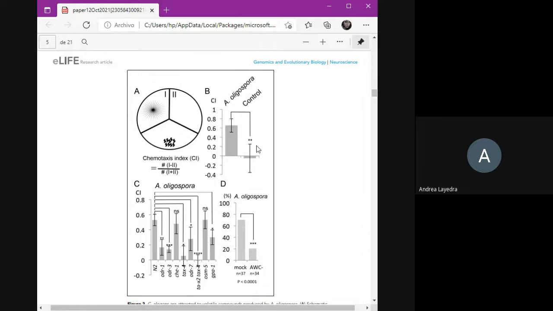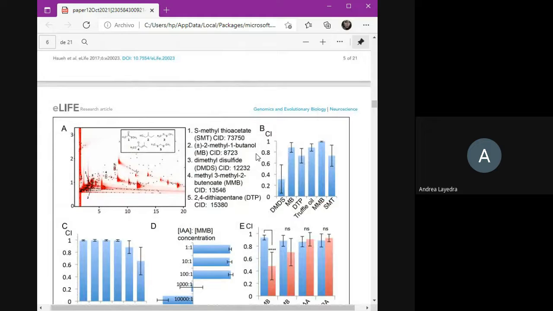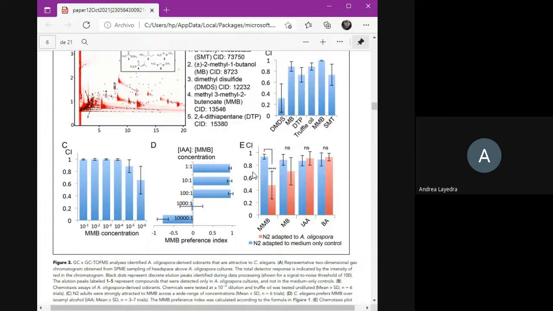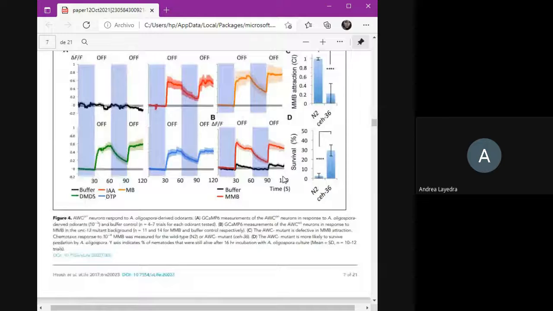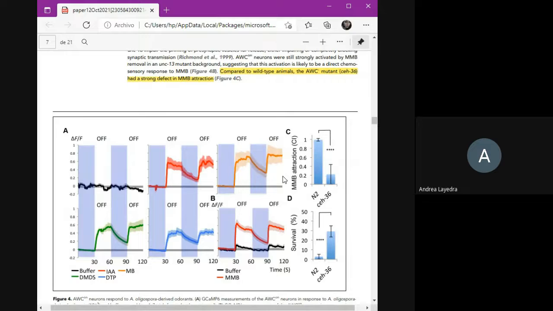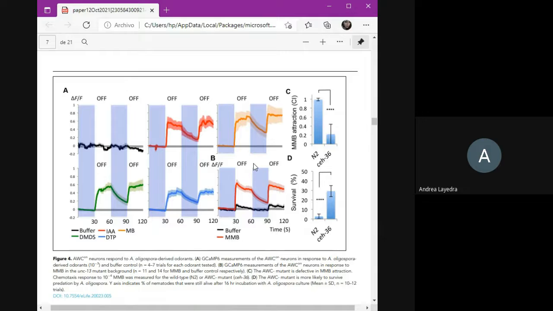They identified oligospora-derived odorants. Using solid phase microextraction, five compounds were identified, but MMB was highly attractive to C. elegans. To determine if oligospora-derived odorants activate the C. elegans AWC neurons, they used mutants compared to wild-type animals. This mutant had a strong defect in MMB attraction.